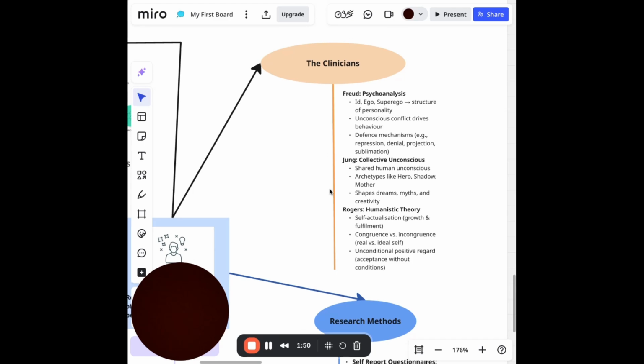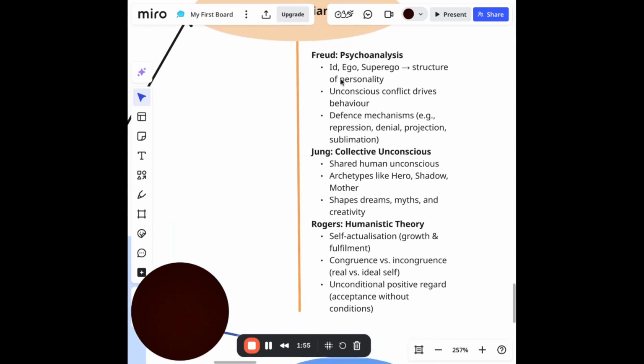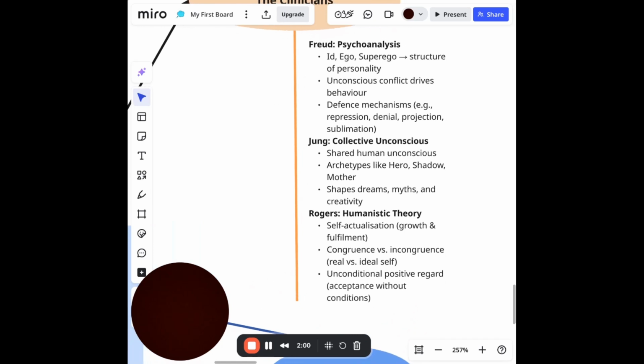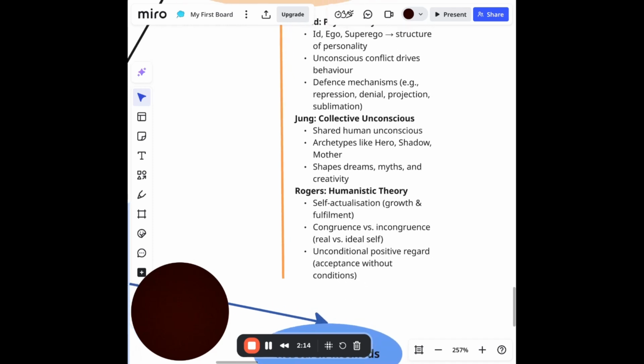The next section is on the clinicians who introduced influential theories of personality. Firstly, we'll talk about Freud's psychoanalysis. So this focuses on unconscious conflict and the structure of the ego, superego, and id. He also explained defense mechanisms such as repression or projection, which show how the mind protects itself from anxiety. Jung expanded this view with his idea of the collective unconscious, a shared human memory filled with archetypes like the hero or shadow that shape myths, dreams, and creativity.